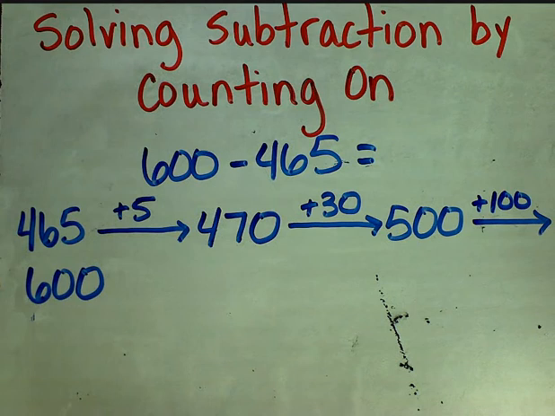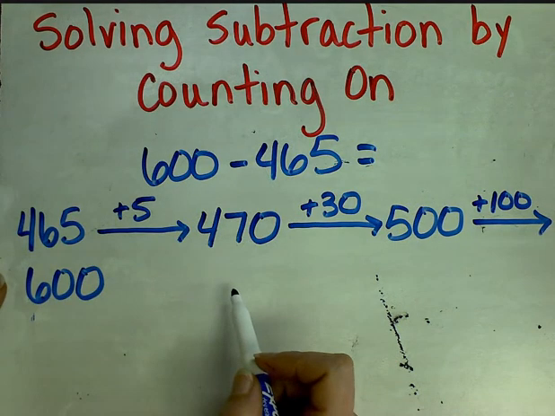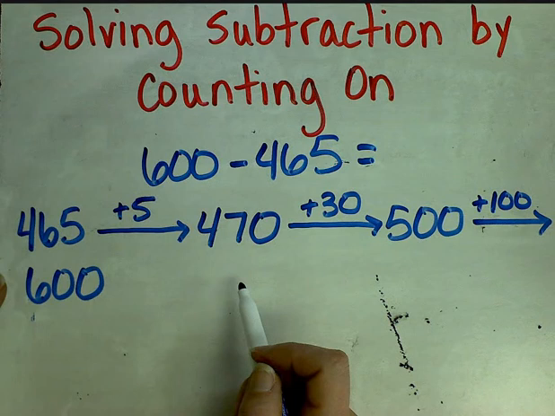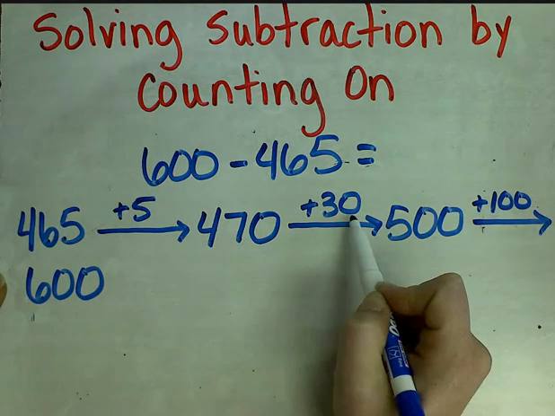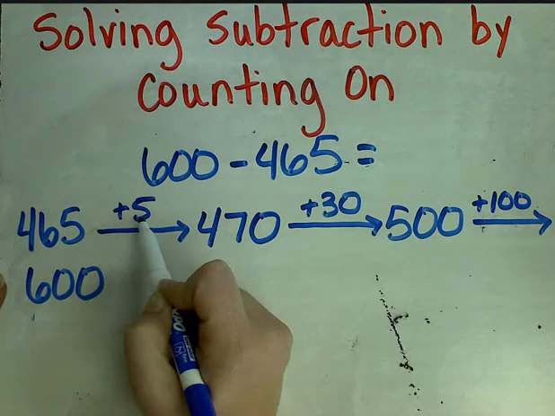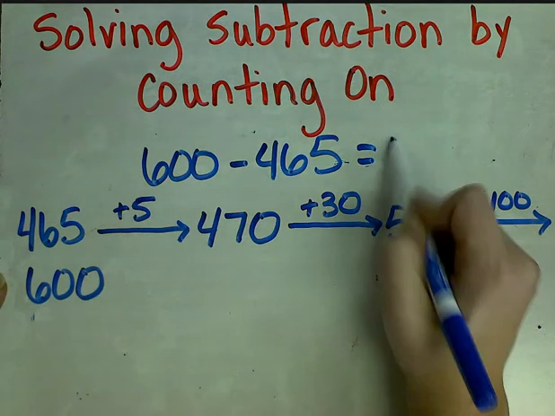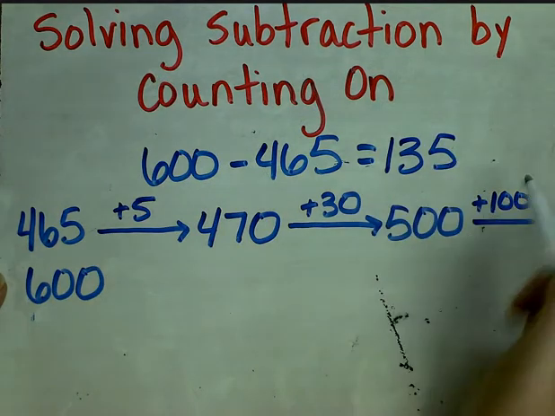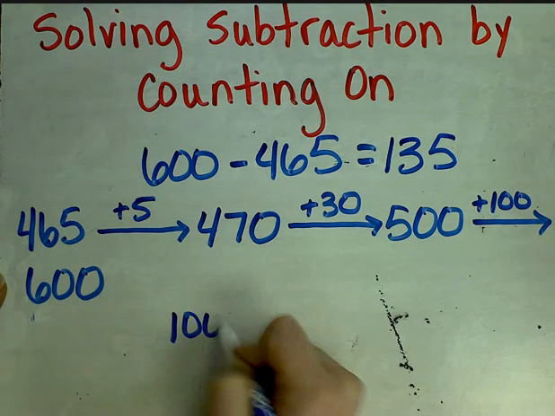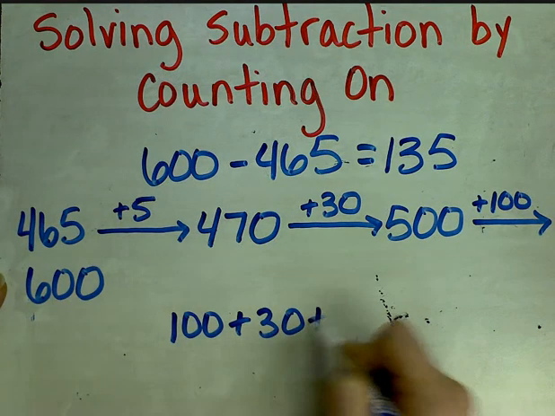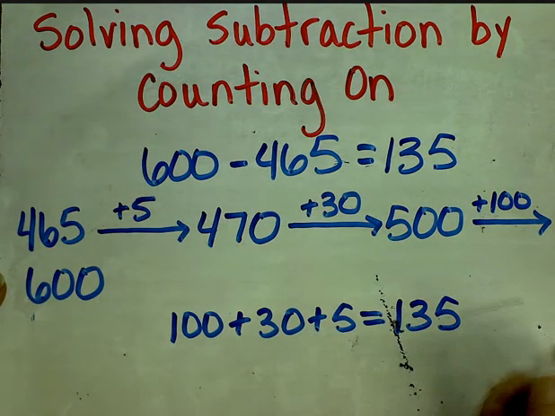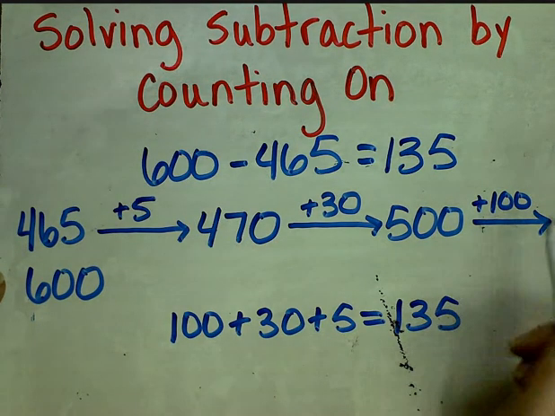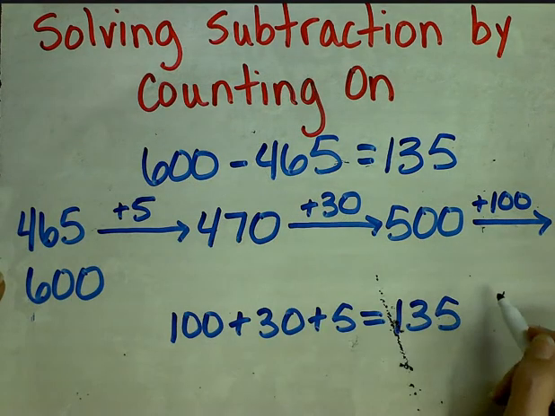Now, when coming up with the answer, again, I need to add all the numbers that are on top of the arrows. So I'm going to start with my hundreds. 100 plus 30 is 130, plus 5 more is 135. So that's my answer. Some kids may need to write it out. 100 plus 30 plus 5 equals 135. That strategy is helpful to make sure that the students are including all of the numbers that are above the arrows when finding out their answer. That's one way that you can solve subtraction by counting on.